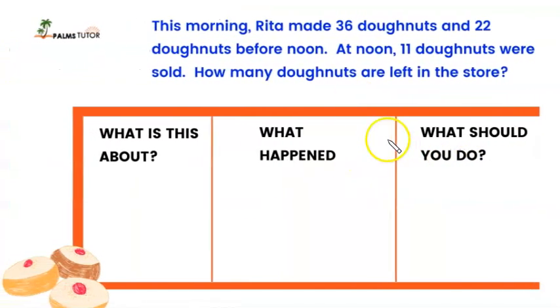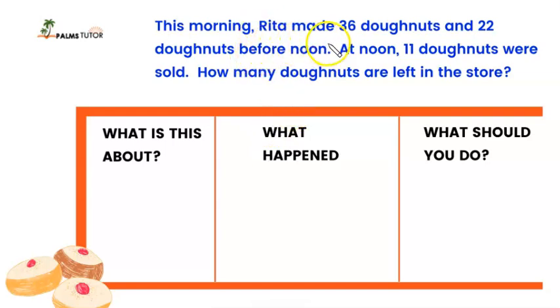That's the last one. It says, this morning, Rita made 36 donuts and 22 donuts before noon. This is a sentence. So let's get our information from this one sentence before we move to the next one. This morning, that's the first sentence, right? Rita made 36 donuts. What is this sentence telling us about, though? About donuts. So she made what? 36 donuts and another 22 donuts before noon. That's what we're starting with, right?